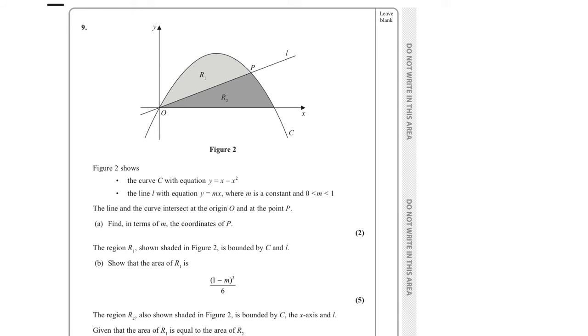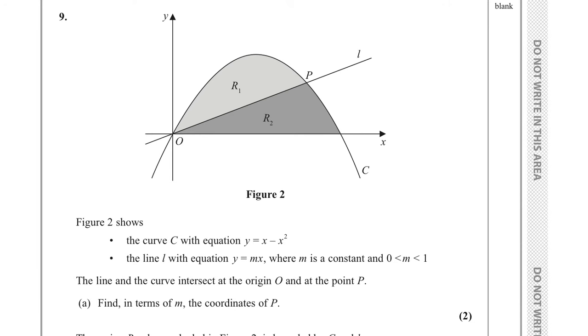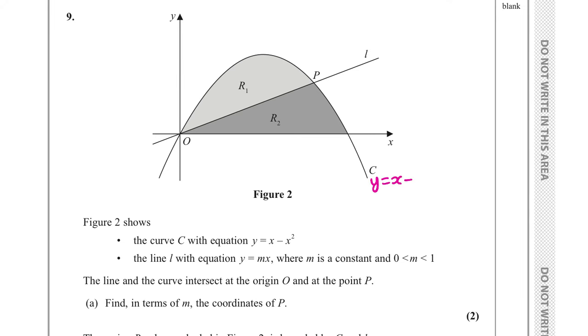So clearly we can see this is definitely going to be an integration question, yeah? Area under a curve. Seem to have 2 shaded regions. So figure 2 shows the curve C with the equation y equals x minus x squared. The line with the equation y equals mx, where m is a constant and 0 is less than m is less than 1.